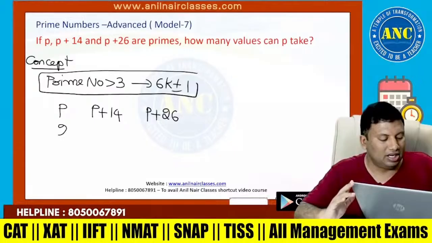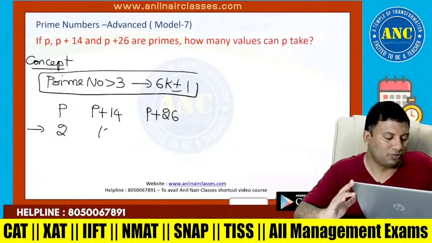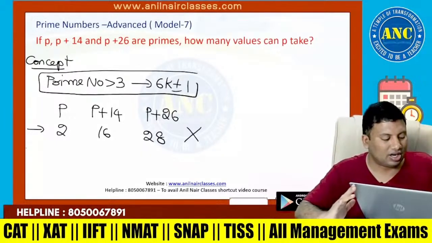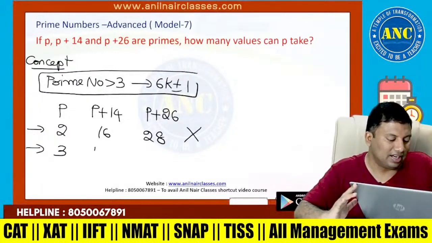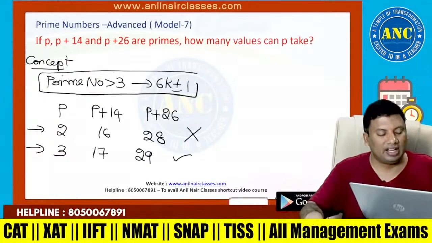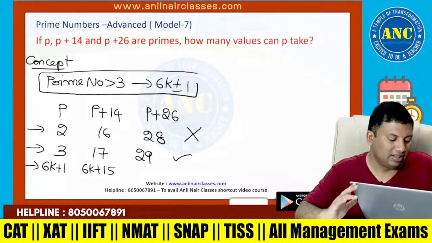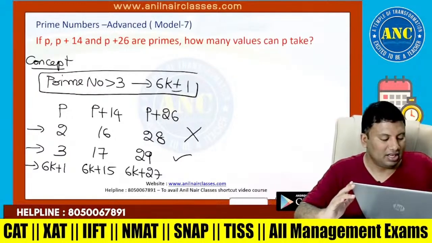If p is 2, 2 plus 14 is 16, 2 plus 26 is 28. 16 and 28 are even numbers, not possible. If it is 3, 17, 29: 3, 17, 29 is possible. If p is 6k plus 1, then 6k plus 15 and 6k plus 27 are divisible by 3, not possible.